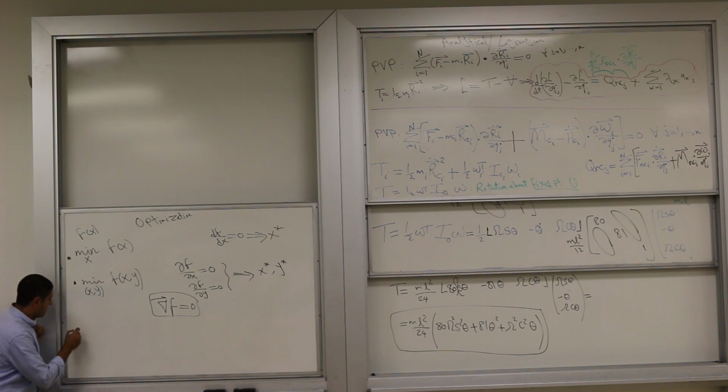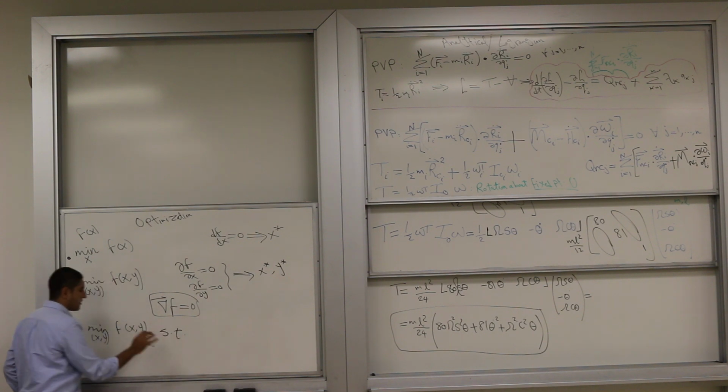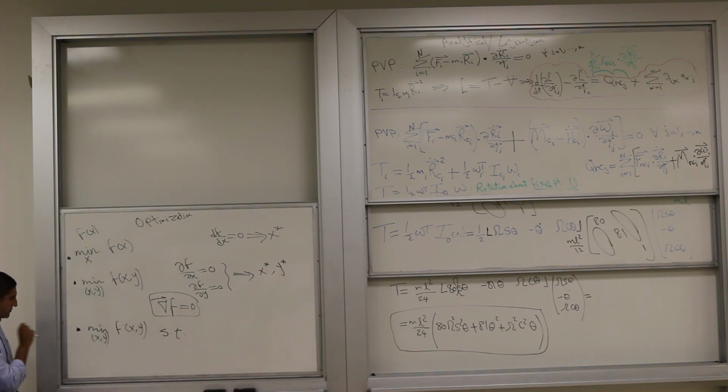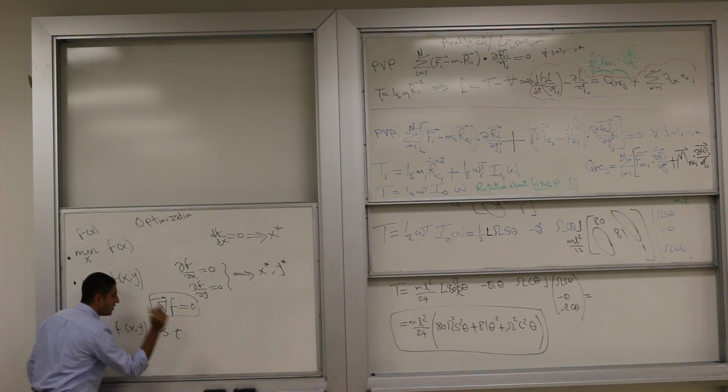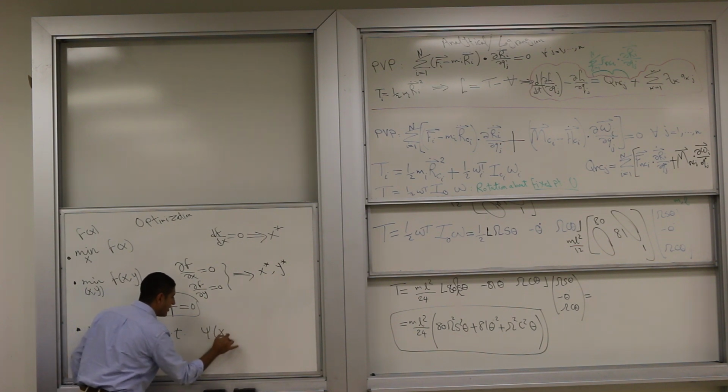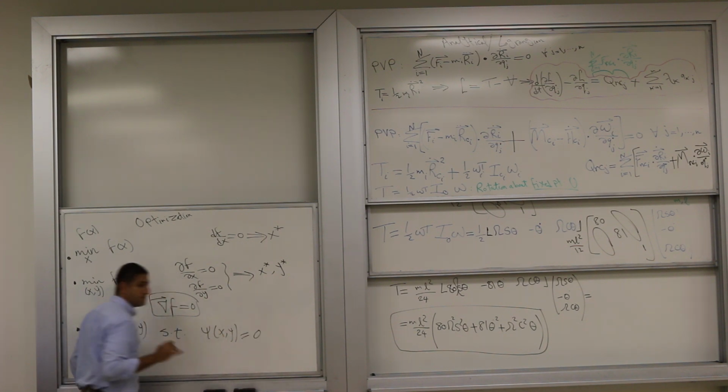Okay, but now I'm interested in minimizing a function of 2 variables. Here are my free variables, but you know what? They are not quite free. We literally write it like this, in formal terminology: subject to this constraint, some function of x and y is 0. Okay?